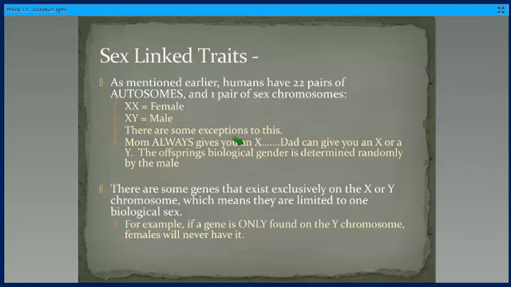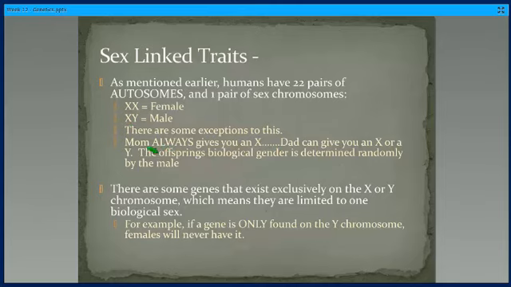Now, here's the key thing. Mom always gives you an X. Mom is female. She only has X's to give. She's always going to give an X to her offspring because that's all she has. Dad can give you an X or a Y. It's random. Does the sperm have an X chromosome in it or a Y chromosome in it? It's random.